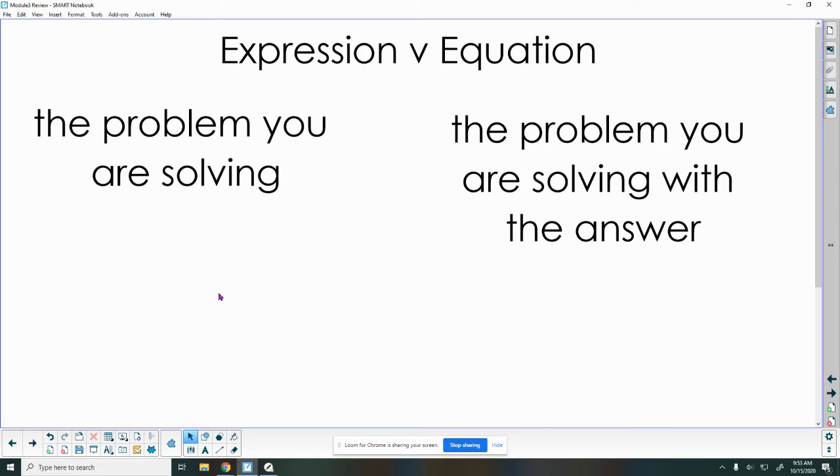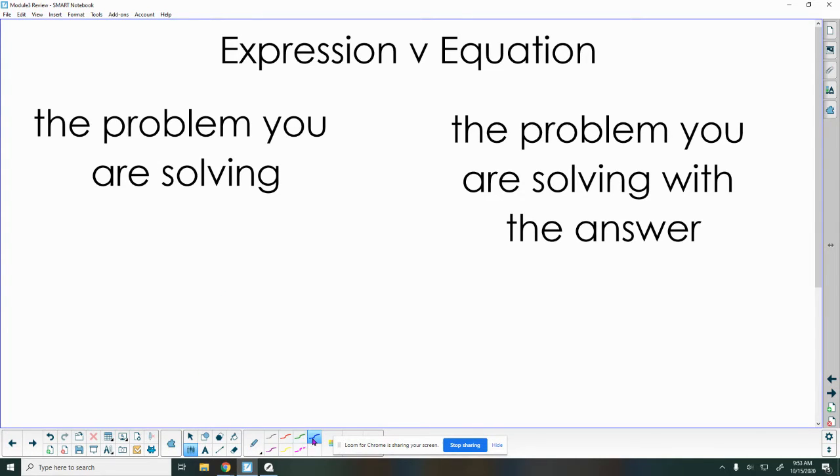We are going to be working on reviewing operations with fractions today. So adding, subtracting, multiplying, and dividing with different fractions and mixed numbers to get ready for our test tomorrow. Before we get started, I want to review a couple vocabulary words.